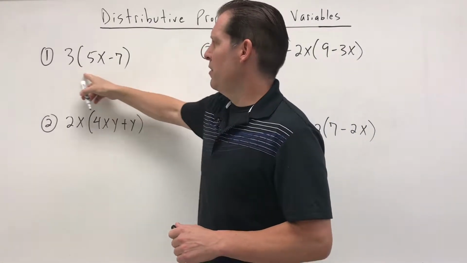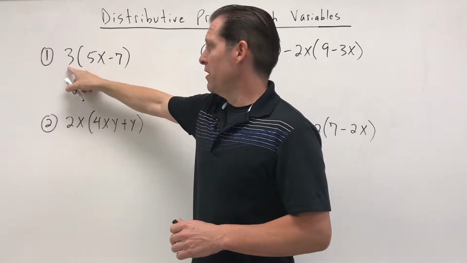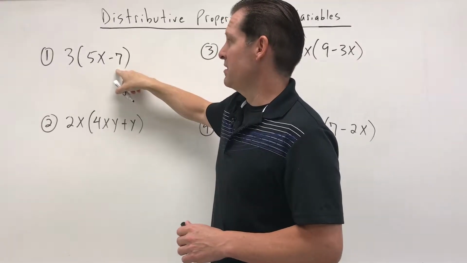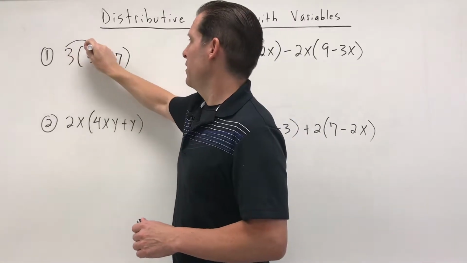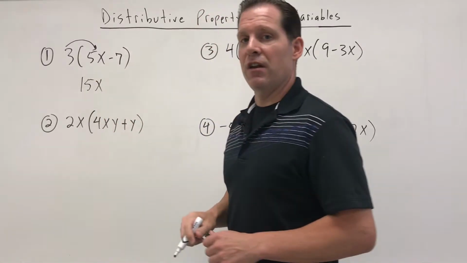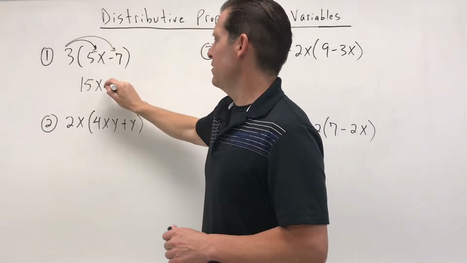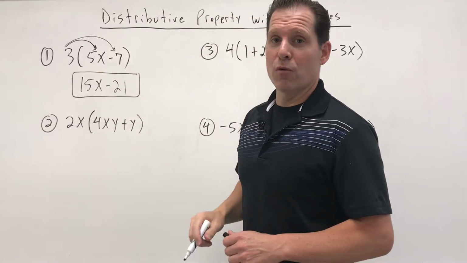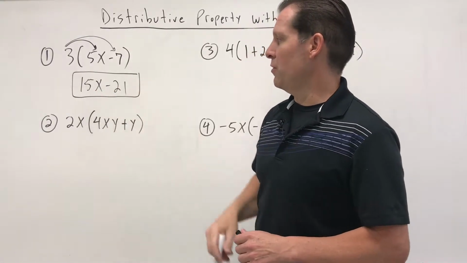Remember that when you have a number in front of parentheses, that means multiplication. So we're going to multiply 3 times whatever's inside the parentheses here, which is 5x minus 7. So we need to distribute that 3 to those 2 terms. We're going to multiply 3 times 5x, and that's going to give us 15x. Then we're going to multiply 3 times the minus 7, which is minus 21. And that is it for number 1. So 3 times 5x minus 7 is 15x minus 21.